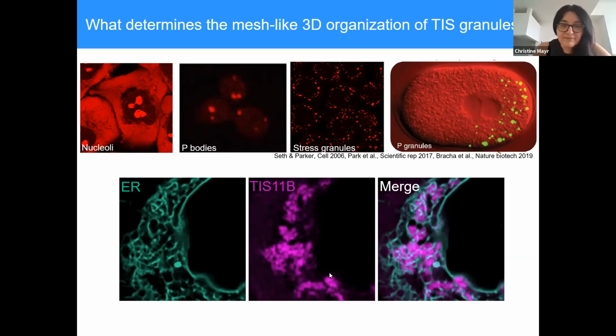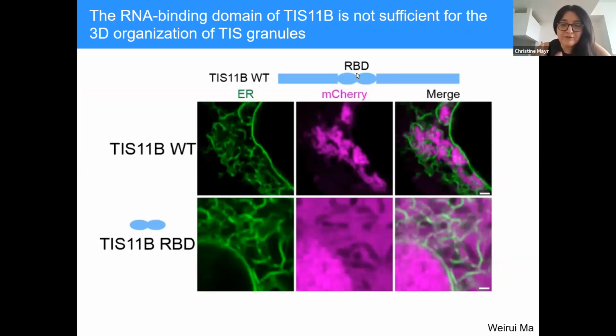TIS11B is an RNA binding protein, and we thought we would first identify the region of TIS11B that is required for formation of this 3D organization. It has a double zinc finger domain. First, we used only this RNA binding domain, and you can see the RNA binding domain alone is not sufficient for this mesh-like morphology.